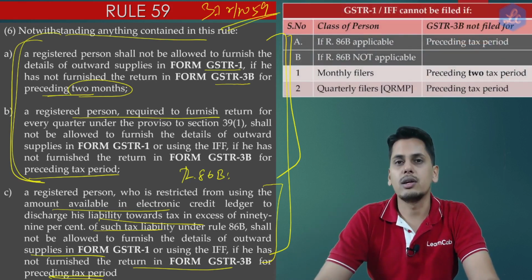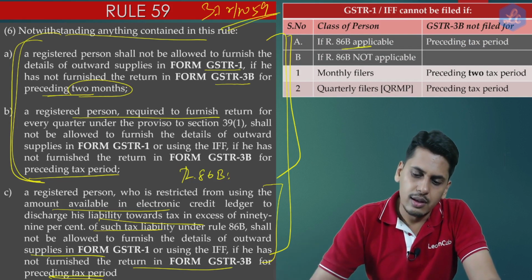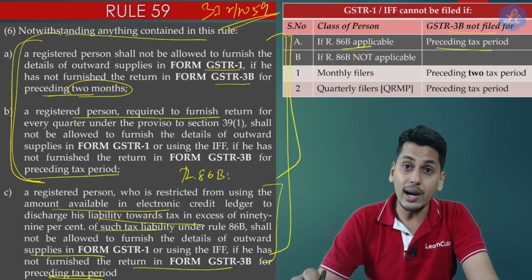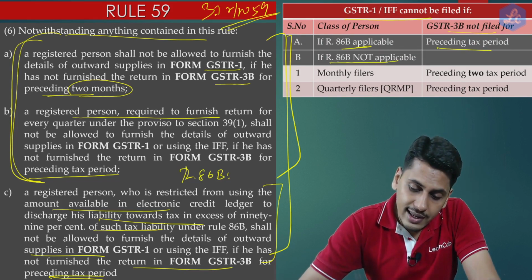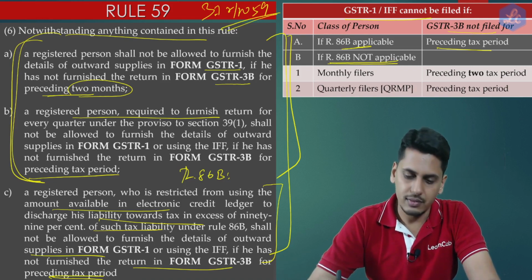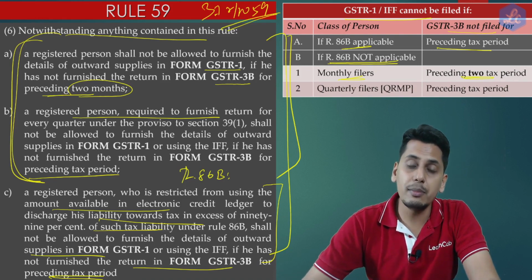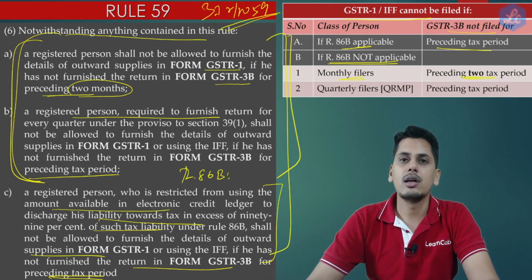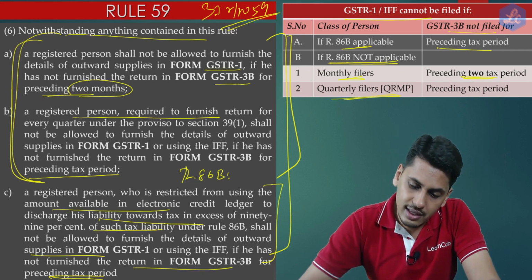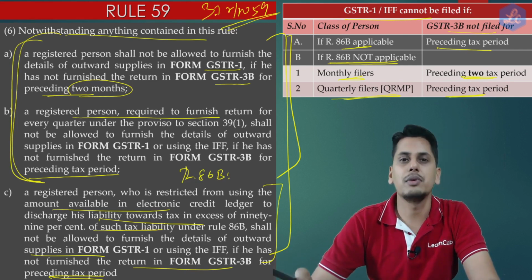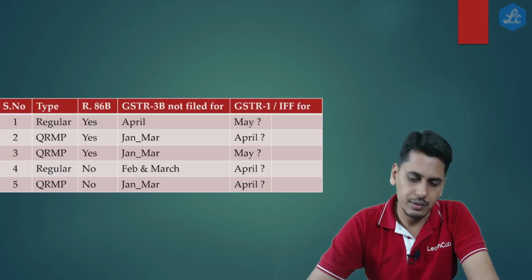So friends, what is the conclusion? If Rule 86B is applicable and GSTR 3B is not filed for the preceding one tax period, GSTR 1 or IFF cannot be filed. Wherever 86B is not applicable, for monthly filers, if 3B is not filed for the preceding two tax periods, GSTR 1 or IFF is not going to be allowed. For quarterly filers, if GSTR 3B is not filed for the preceding one tax period, then GSTR 1 or IFF is not going to be allowed.